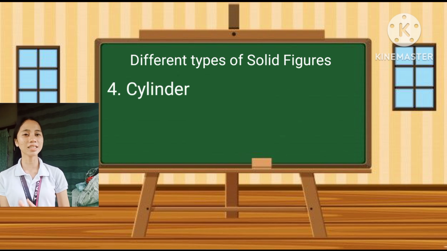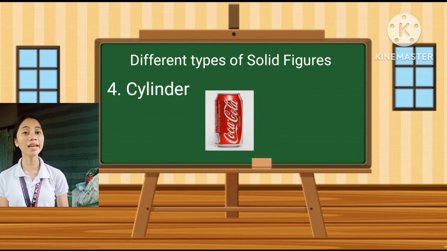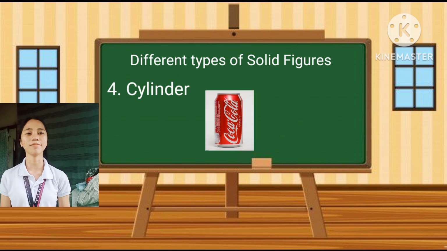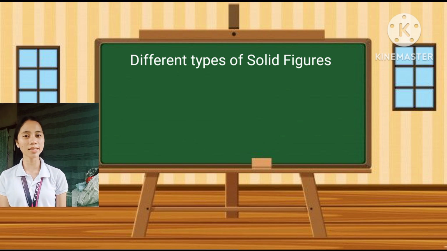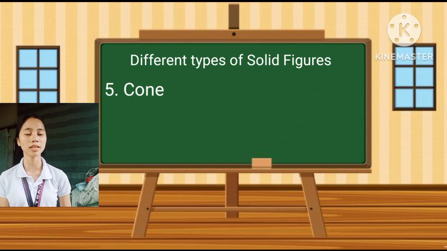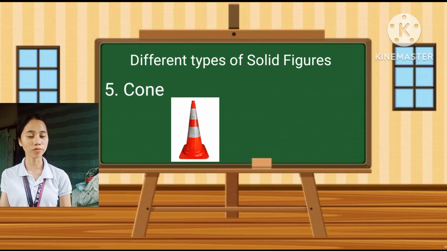The next is the cylinder. A cylinder is a solid figure with 2 parallel and congruent circular bases connected by a curved surface. An example is a can of soda or a round pencil. Next is the cone. A cone is a solid figure with a circular base and a curved surface that tapers to a single point called the apex or vertex. Here is an example of a cone.